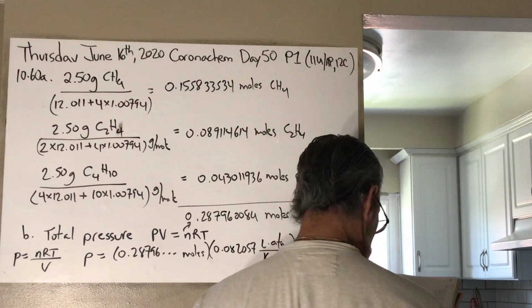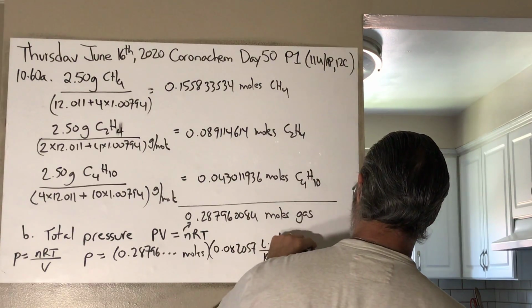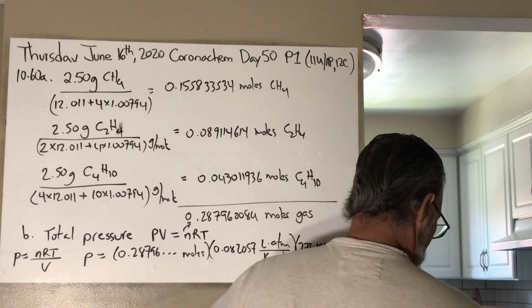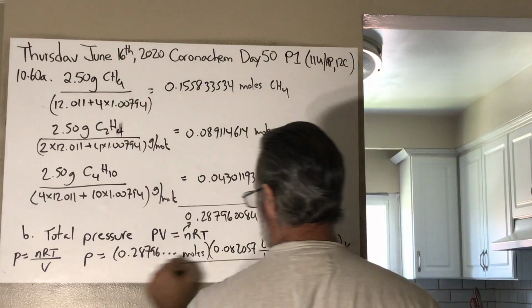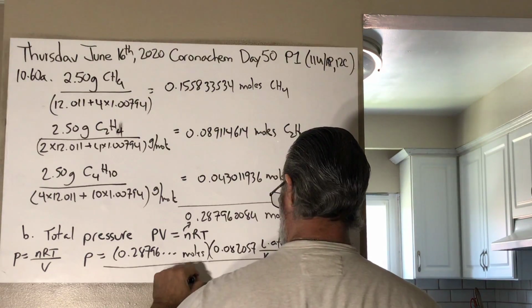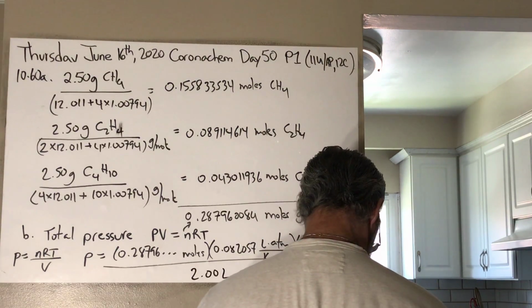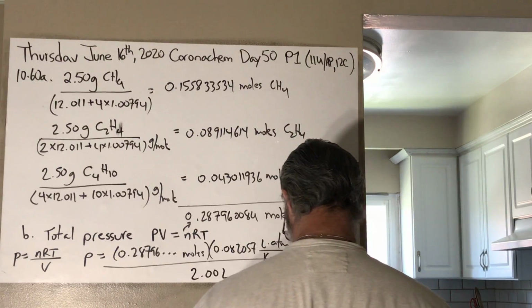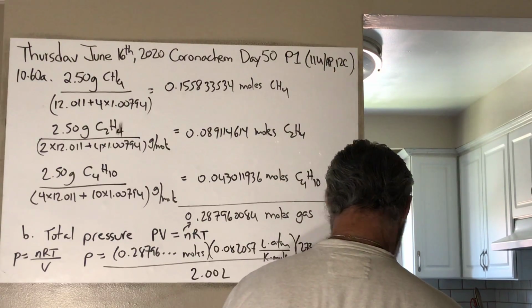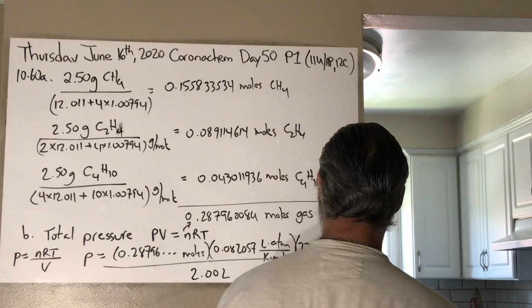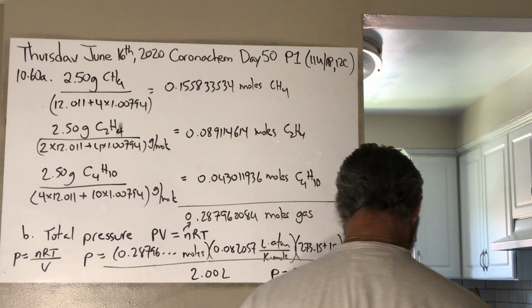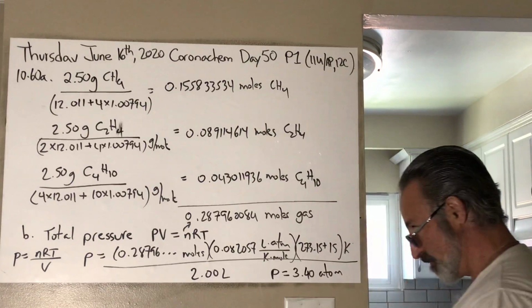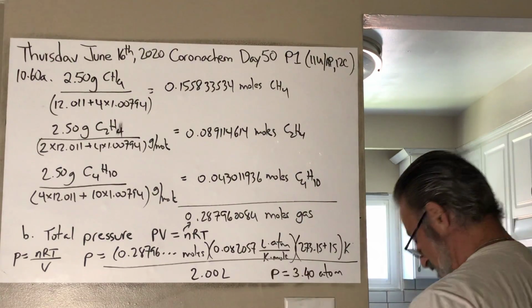For the gas constant, temperature is 273.15 plus 15, because the experiment was conducted at 15 degrees Celsius. And the total volume is 2 liters. What you get as a total pressure is 3.4 atmospheres after sig figs. It comes out to 3.404368434. I had to round it down because I didn't have room there.